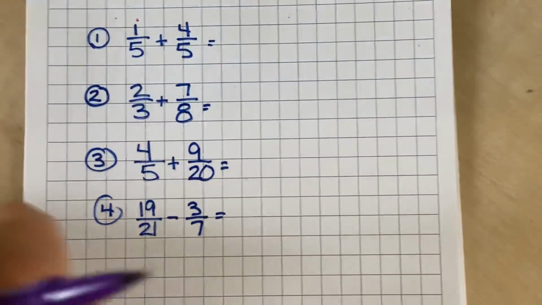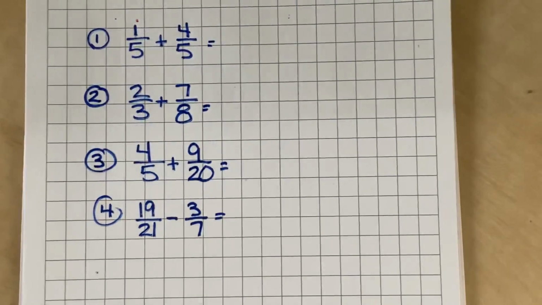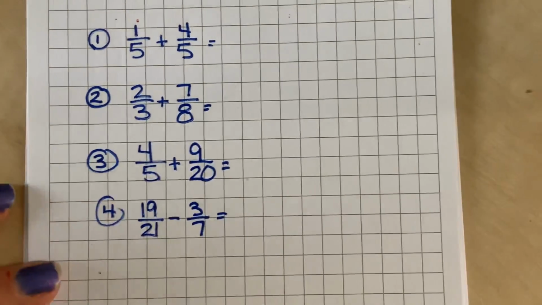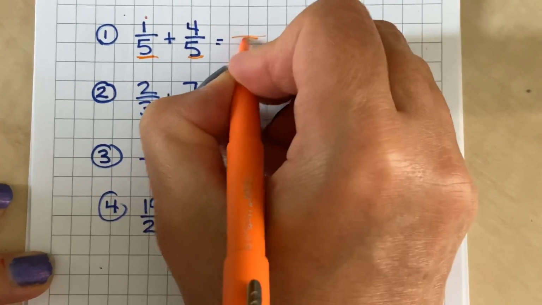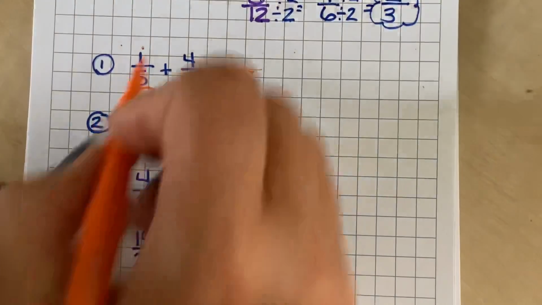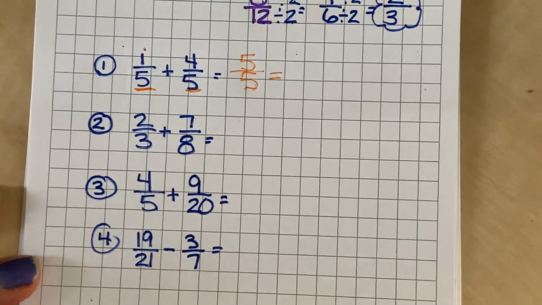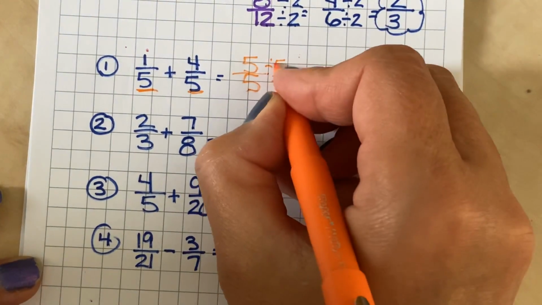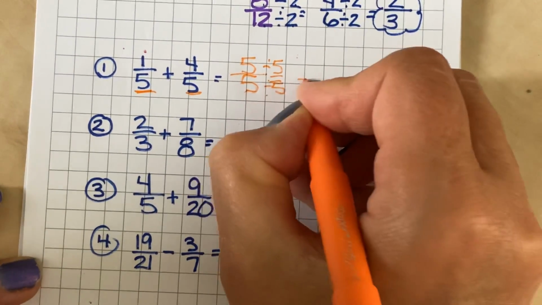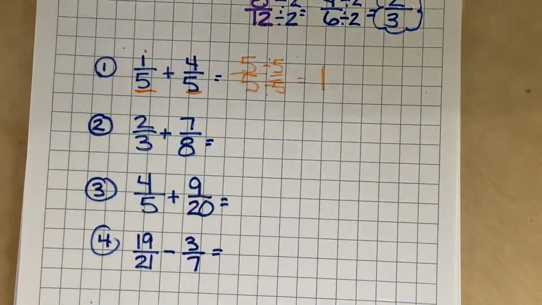All right, we're back. So let's do these. If I had 1/5 plus 4/5, it's already fifths. 1 plus 4 is 5/5. What is 5 divided by 5? 1. Or I could divide by 5, and I get 1 whole. My pen's, I throw that orange pen out, he's dying.